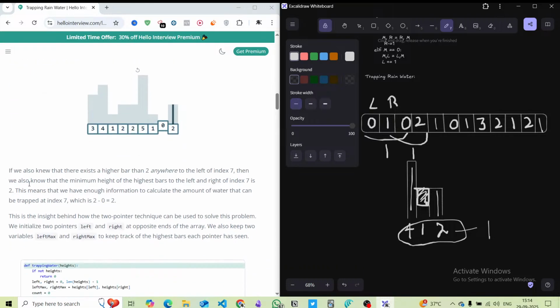If we also knew that there exists a higher bar than 2 anywhere to the left of index 7, we also knew that there exists a higher bar than 2. In this case, 5 is the higher bar. Then we also know the minimum height of the highest bars to the left and right.